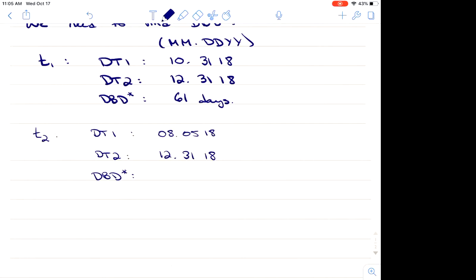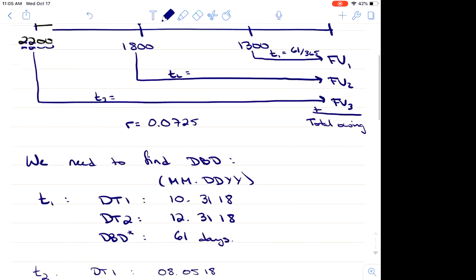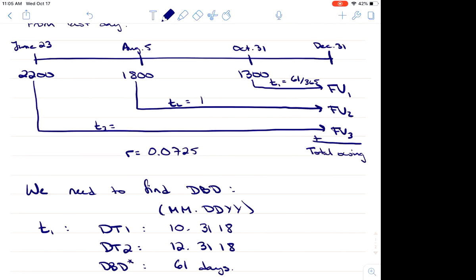So date 1 is in, date 2 is still December 31st, 2018, so that's good. So we can scroll down to the days between dates and hit compute, right? The CPT is compute. So I get 148. So I can plug that in here. So T2 must be 148 divided by 365, right? Because T has to be in years, right? So 148 days out of 365.